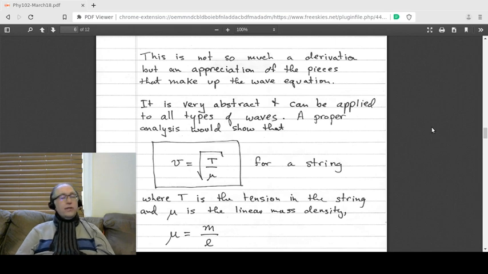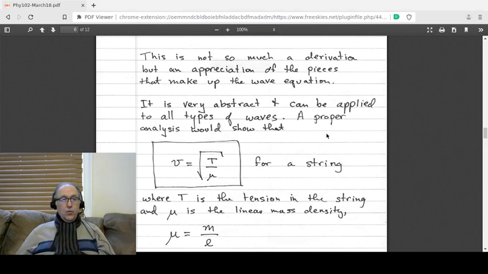Now I buried a lot of the details, so of course you're not going to see how v comes out, but v turns out to be a velocity, and if you go through the details for any particular type of wave, you can actually get the velocity of the waves in that particular medium. So for instance, the equation that you see there in a box, v is equal to the square root of T over mu, that's the velocity of waves in a string.